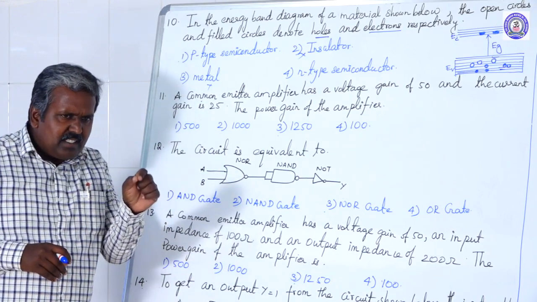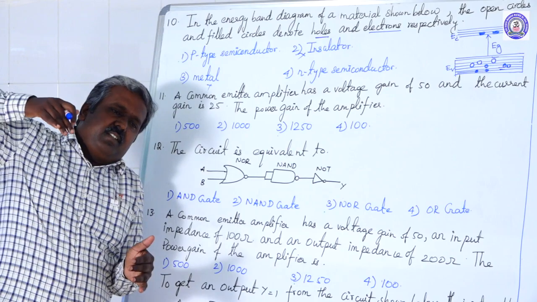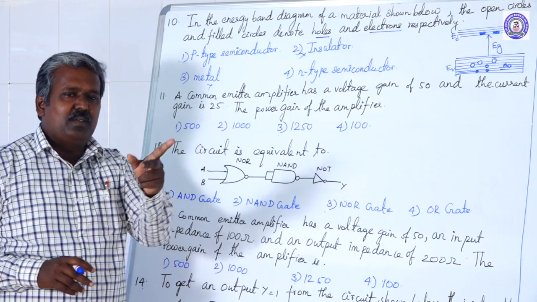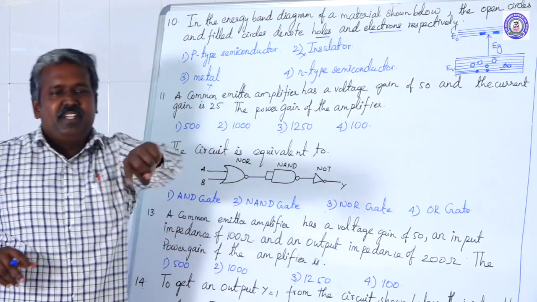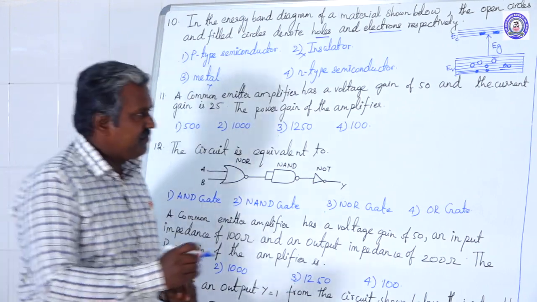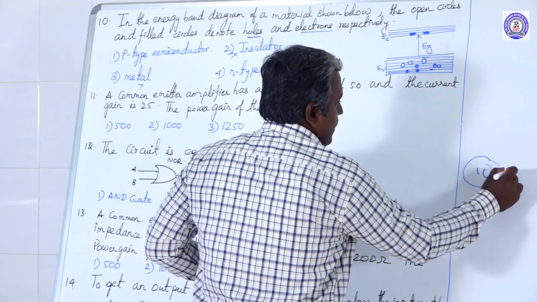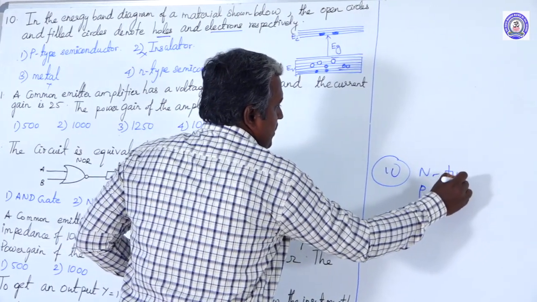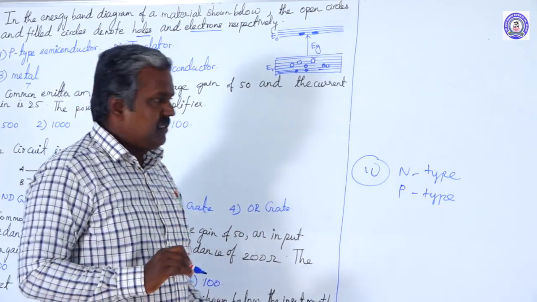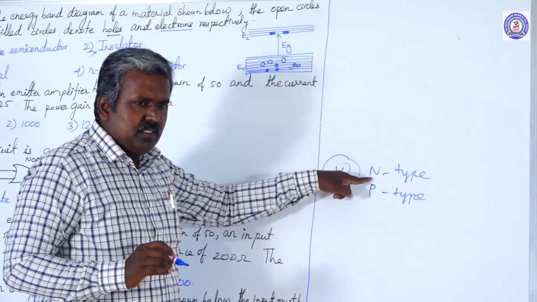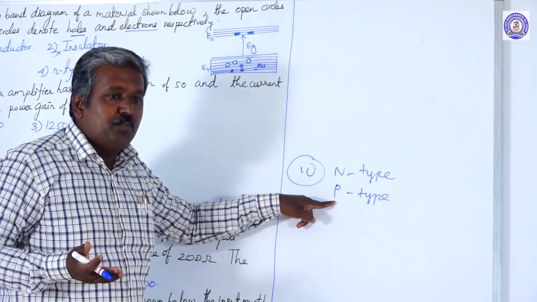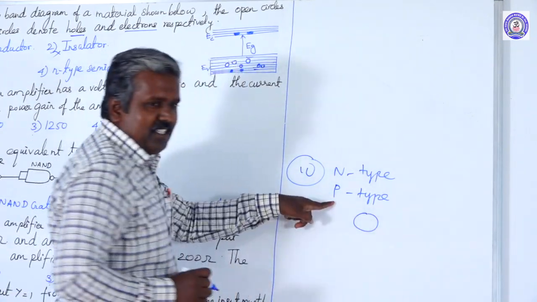So milk is like an intrinsic semiconductor. After mixing water with milk, it becomes an extrinsic semiconductor. After mixing, there are two types: N-type semiconductor and P-type semiconductor. N-type and P-type are in extrinsic, not intrinsic semiconductors. N means negative, electrons. P means holes.